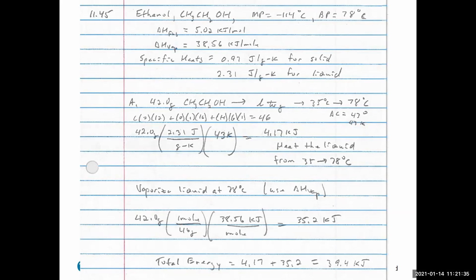So the total energy for this transition that we talked about had 2 steps to it. One was getting from the temperature we were at up to the temperature we wanted for the boiling, and then the vaporization. So we take the value that we got in the first step, 4.17, and add it to the second step, and that's what we're doing down here for total energy. 4.17 plus 35.2 gives us 39.4 kilojoules. Any questions about this one?